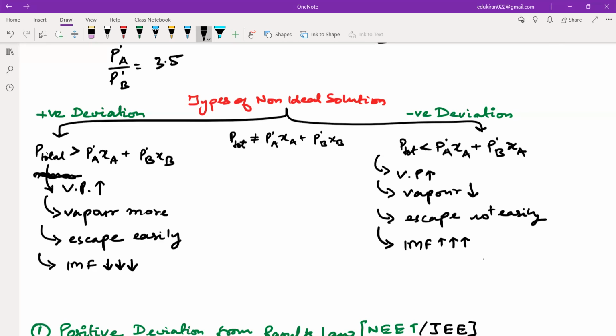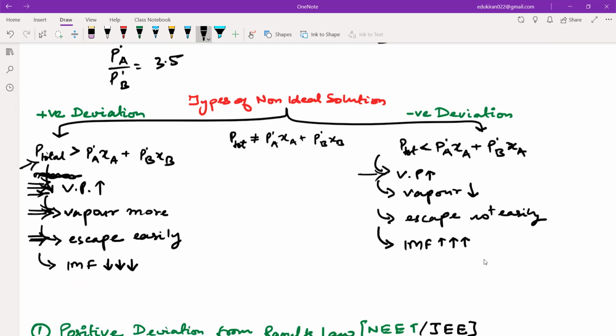Now when P total is more, that means the vapor pressure is more, yes or no? Yes, sir. If vapor pressure is more, that means we have more number of vapors, correct? And that means the gases are escaping easily, and intermolecular forces of attraction are decreasing, correct? Okay. The opposite will be the case if we have P total which is less than P naught A chi A and P naught B chi B.